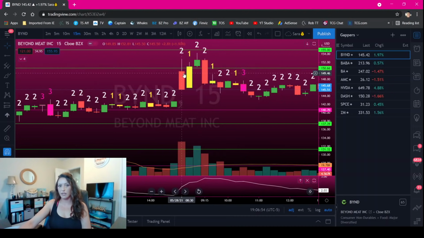This is a rev strat, and inside a 2 up, it failed to hit our target. So then when this candle opens, we short right here.